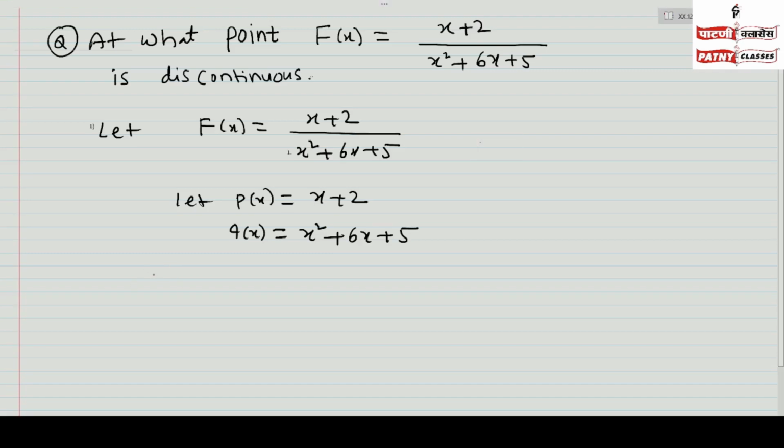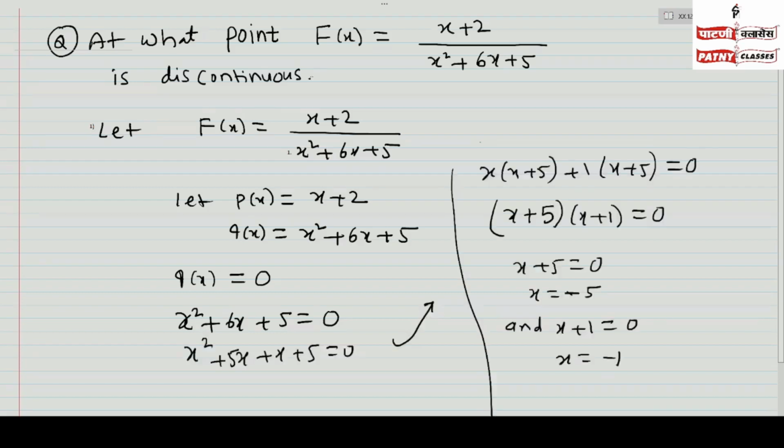Now the given rational function is not defined if q of x equals 0. That means for what values of x f of x is not defined, we can find easily by equating the denominator to 0. So equating the denominator to 0, that is x square plus 6x plus 5 equals 0. Now we will find the factors. After getting the factors, we get x equals minus 5 and x equals minus 1.